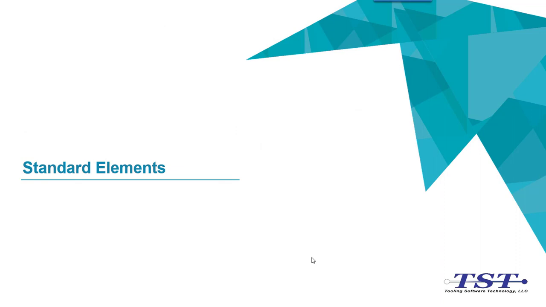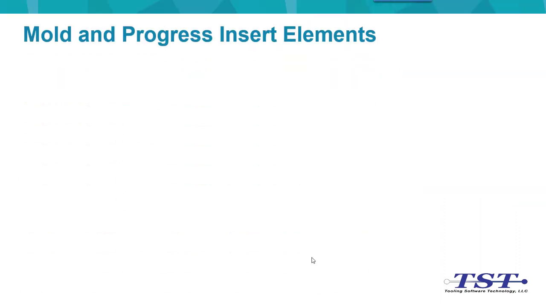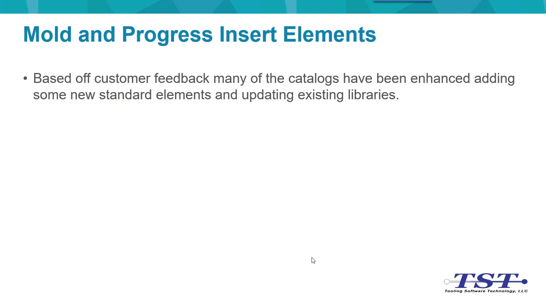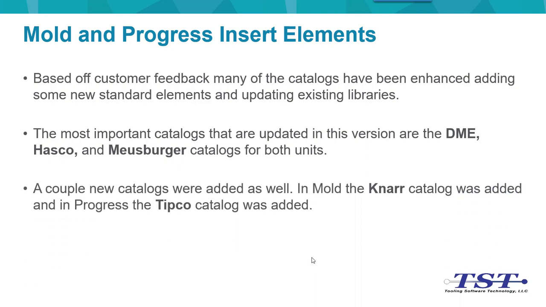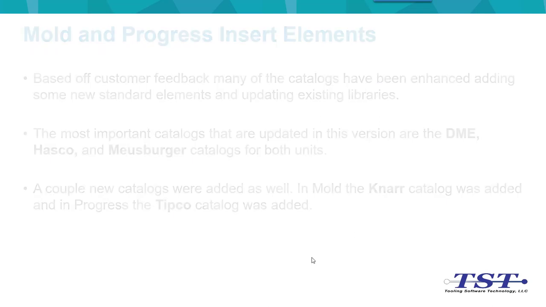So now we're going to go into some of the new features within standard elements. Within the mold and progress standard elements, based off of customer feedback, many of the catalogs have been enhanced, adding some new standard elements to the updated existing libraries. The most impacted catalogs include the DME, Haskell, and Meusburger catalogs for both units, inches and millimeters. A couple of new catalogs that were added as well inside the mold area are the NAR catalogs, as well as inside of Progress, you have the TIPCO catalogs.